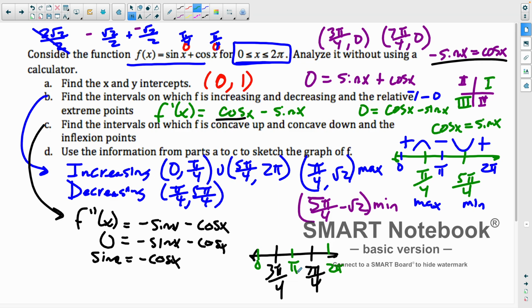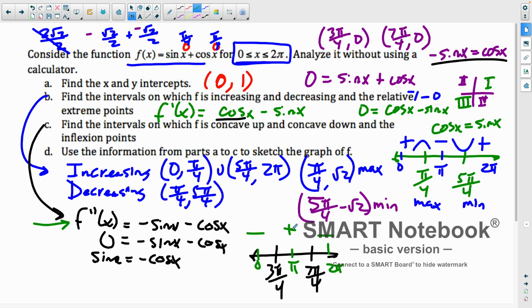If I plug 0 into this equation right here, sine of 0 is 0, cosine of 0 is 1, but there's a negative out front, so that's negative. Since 2 pi is the same one, that would be negative as well. If I plug pi in, sine of pi is 0, cosine of pi is negative 1, but I got a negative out front, which turns it into positive. So if you notice, I go from negative to positive and positive to negative, so 3 pi over 4 and 7 pi over 4 are inflection points.